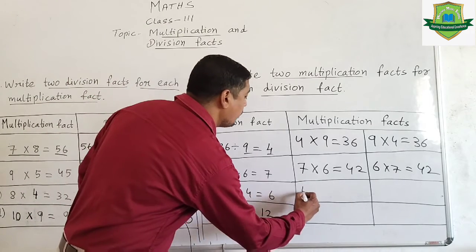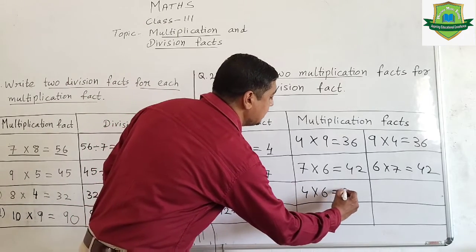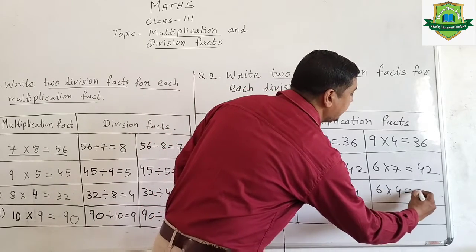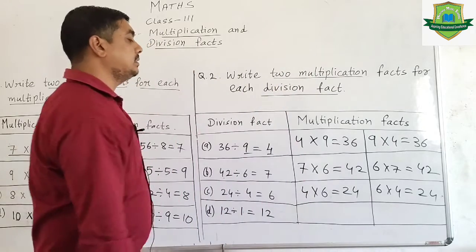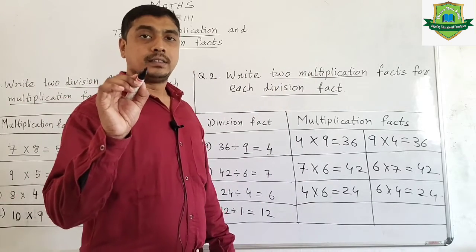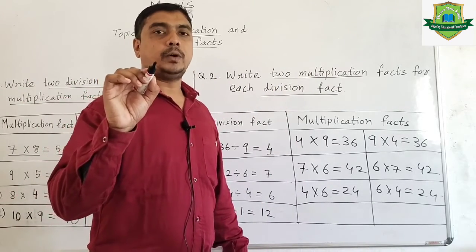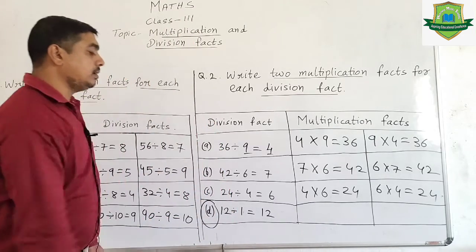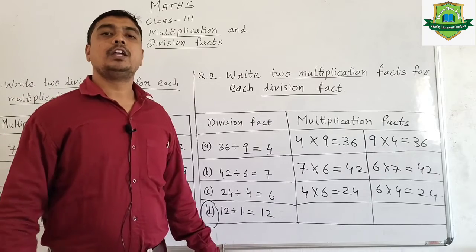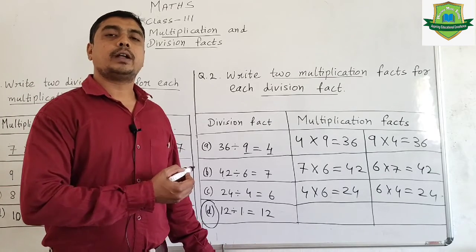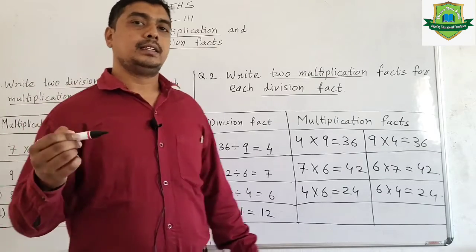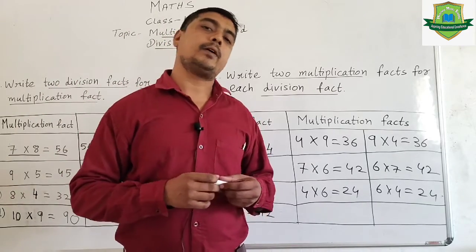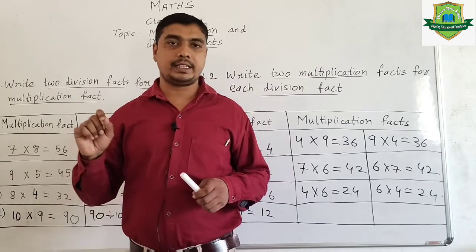See, 4 sixes are 24, or 6 fours are 24. Okay dears, those who are watching this video, I am not doing every sum. I am leaving this for you all. You will at least solve these sums and send them to me personally. Or you can write everything in your copy and send it to me personally. I will check everything.